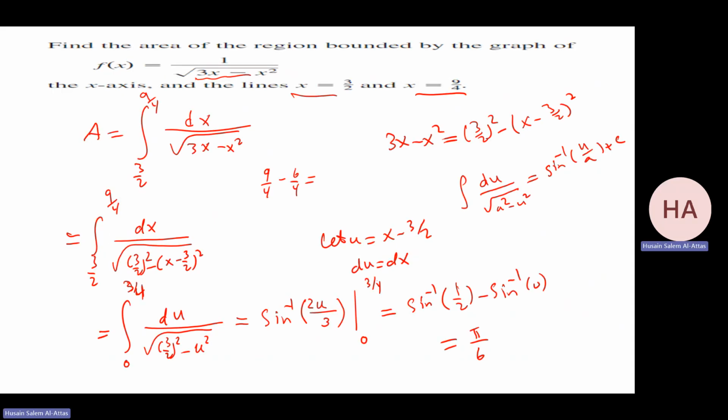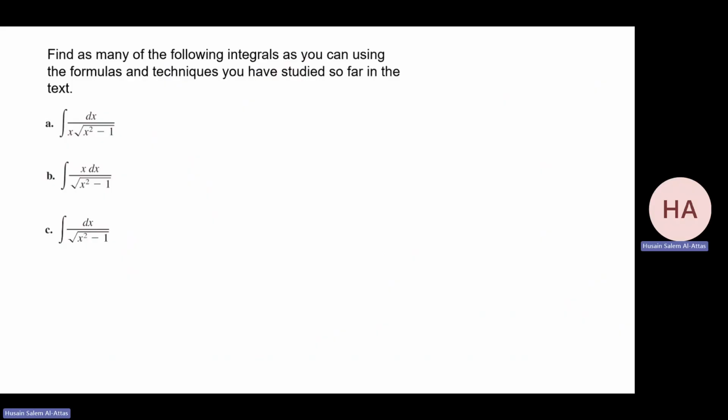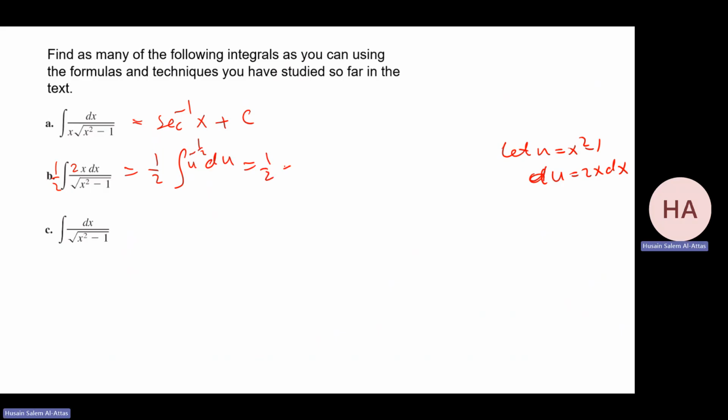Okay. So sometimes you need to complete the square. These are quick ones. Yeah, this is secant inverse. We put 2 on the outside, half. That will be half integral. Let u equal x squared minus 1, so du equals 2x dx. So that will be du over 2, which is half du. So it will be half times u to the power half plus c. So it will be square root of x squared minus 1 plus c.